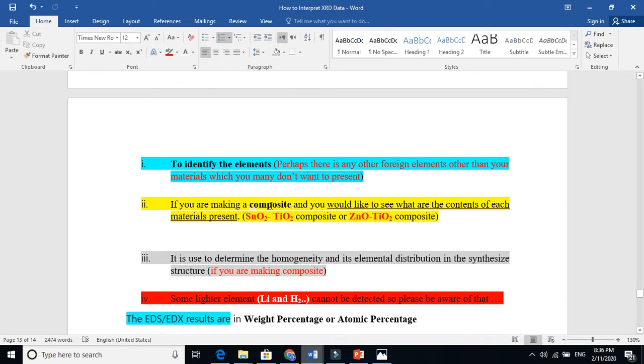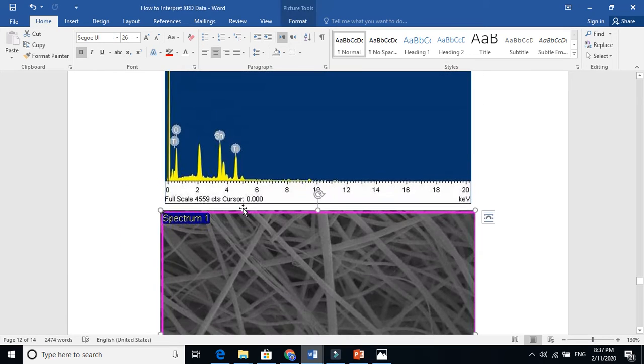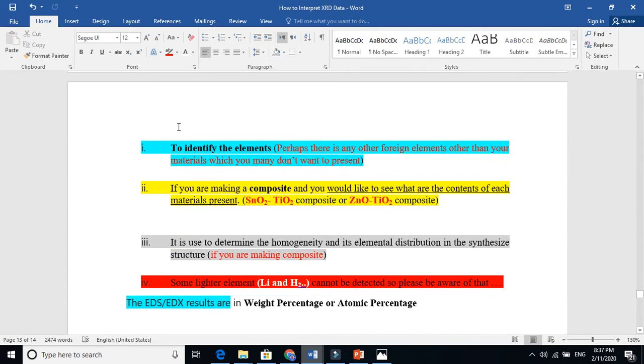Another case: you are making a composite, meaning that you are mixing two or more elements to make another structure. For example, you want to make a composite of tin oxide in titania, or zinc oxide and titania, and you want to know the weight or atomic percentage of each material. You just do EDX and you will see, like in this graph, tin is present, titanium is present, oxygen is present. So this means a composite is formed.